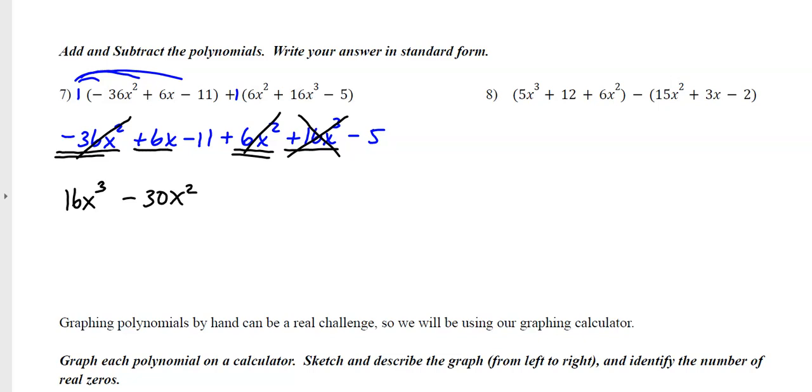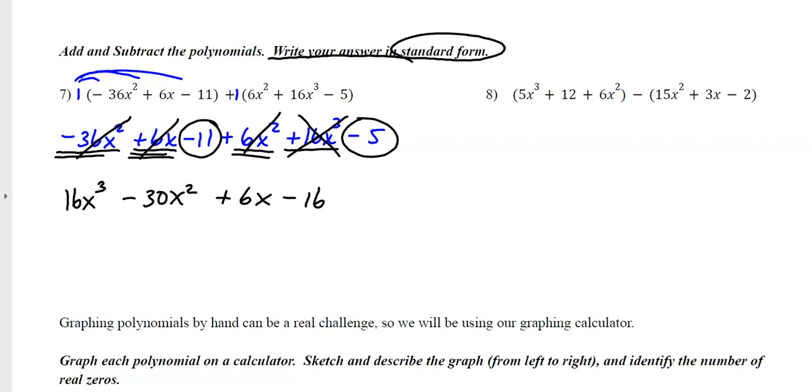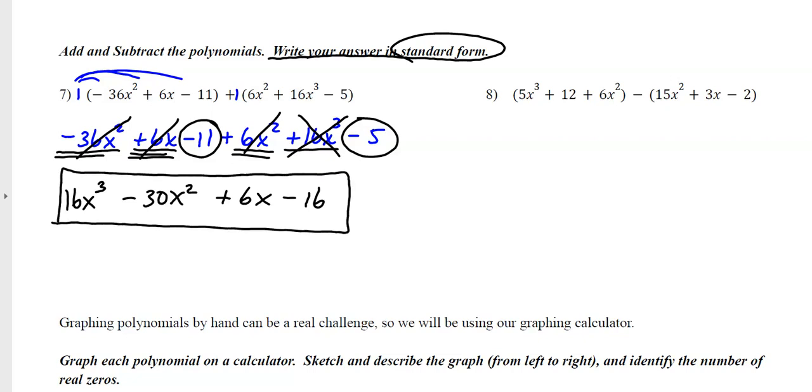Then we have the x terms, which is only one of them. And then we have some constants. Negative 11, negative 5, negative 16. So I did write my answer in standard form, going from big to small powers. So that would be the sum of those two added together.